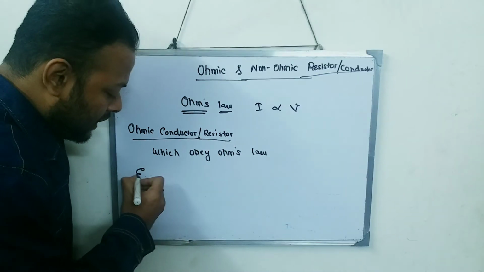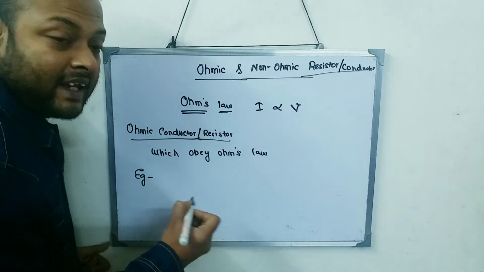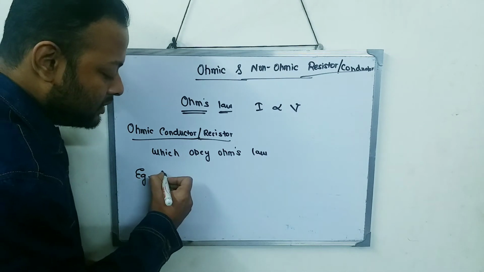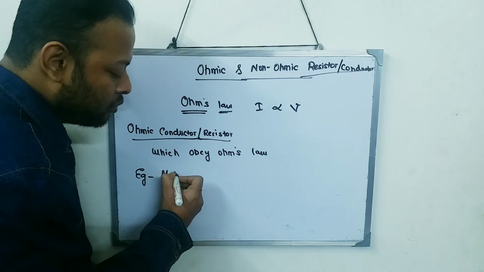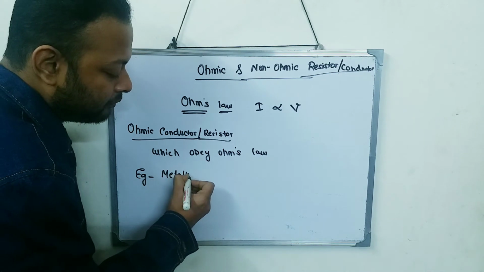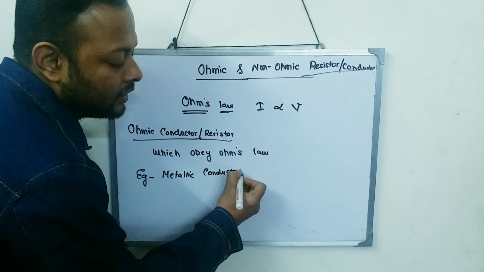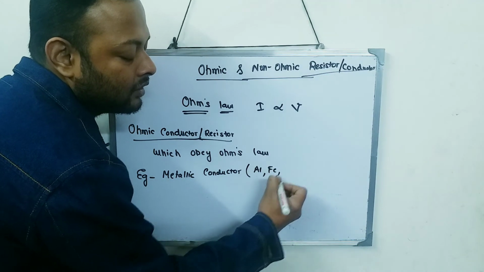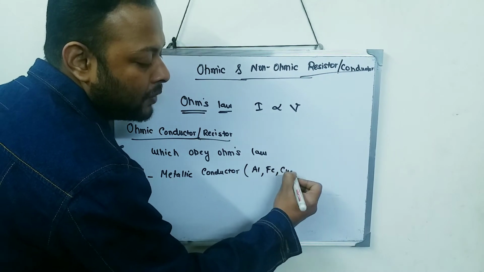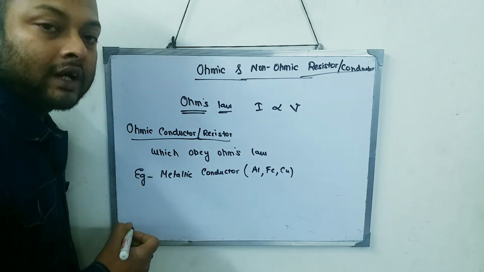And what are the examples of ohmic conductor? It can be any metallic conductor. I won't say all, but mostly all metallic conductors that we have, like aluminium, iron, copper. These are all examples of ohmic conductor.